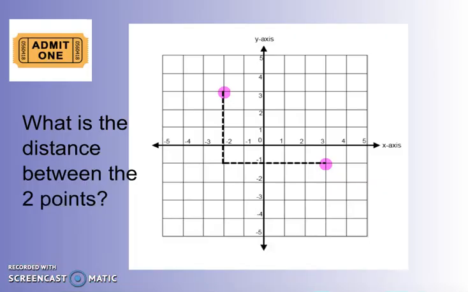What I would like for you to do is figure out, first of all, what these ordered pairs are. And then I want you to find the distance using the distance formula.